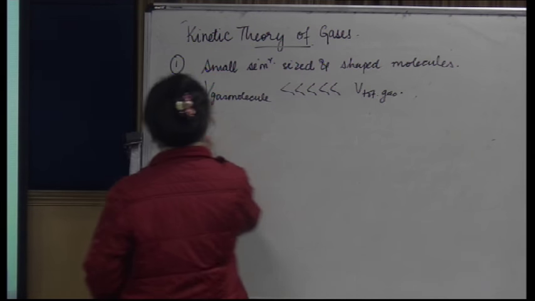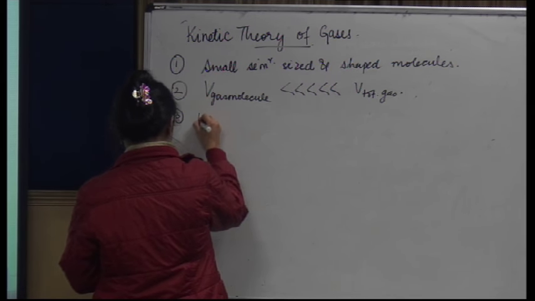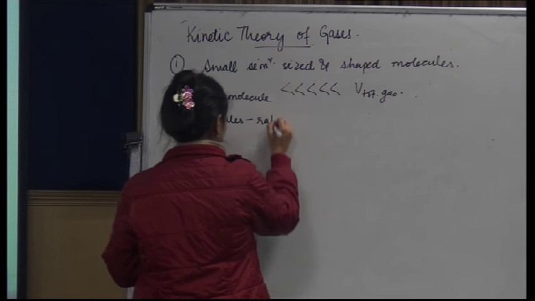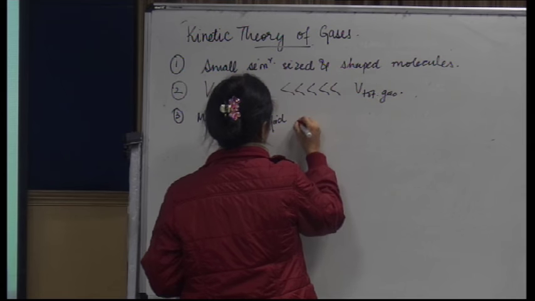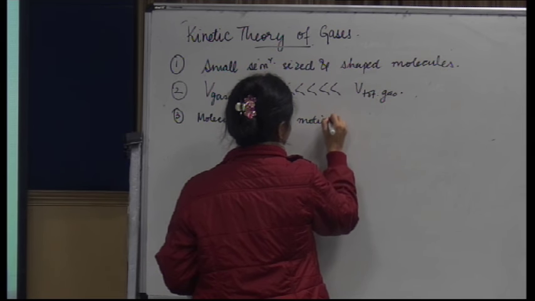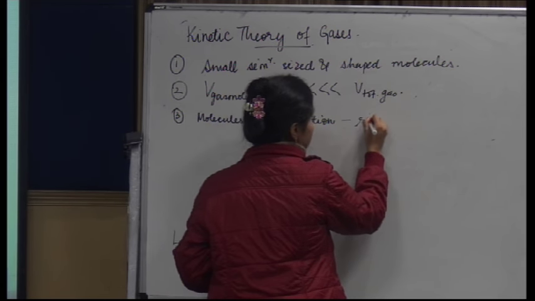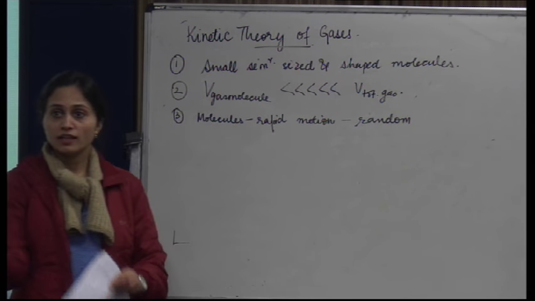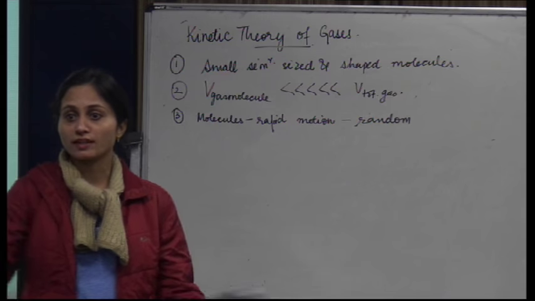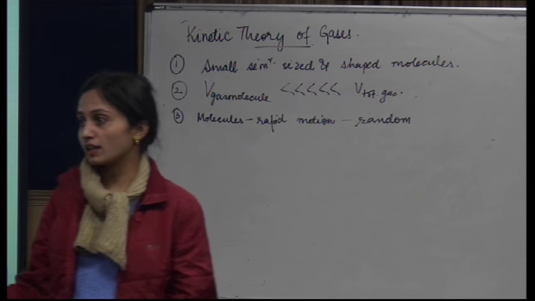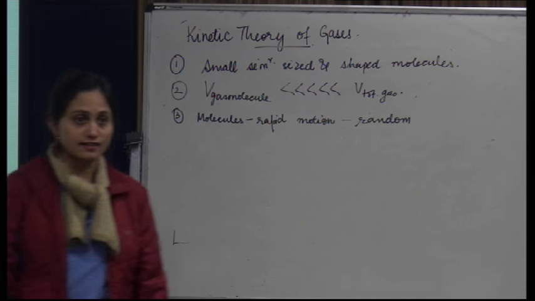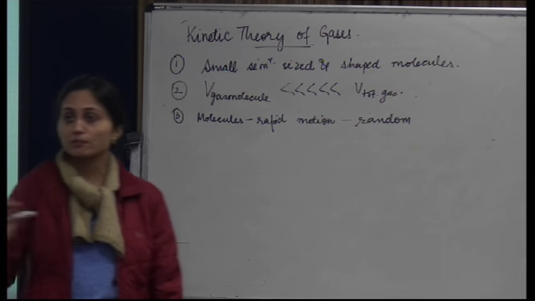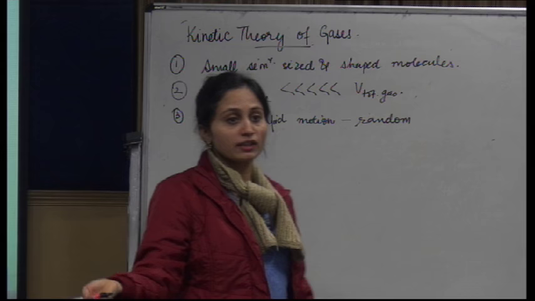Alright, then the next postulate is that the molecules are assumed to be in rapid motion, which is completely random. Rapid motion means very fast motion, which is completely random, meaning it is not following any set pattern. They are just moving in any direction the way they want to. I repeat it again: in kinetic theory of gases, the third postulate is that molecules are in rapid, completely random motion, meaning they are just moving the way they want to.